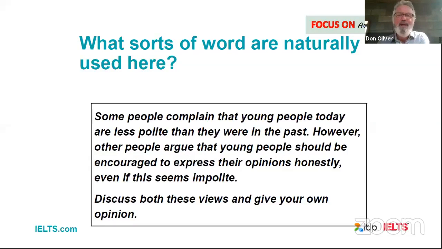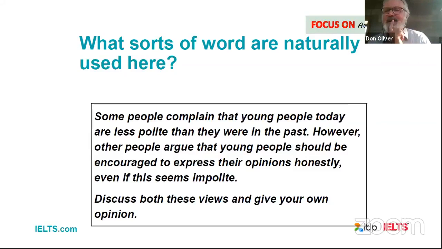Some people complain that young people today are less polite than they were in the past. However, other people argue that young people should be encouraged to express their opinions honestly, even if this seems impolite. It's an interesting question. Here, the task is to discuss both views and give your own opinion.